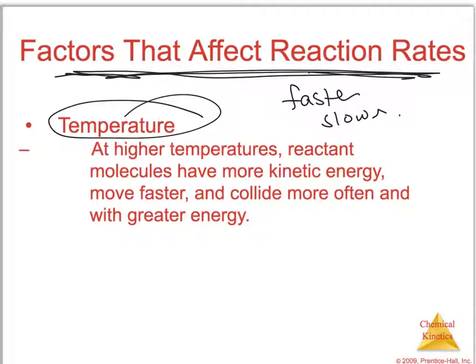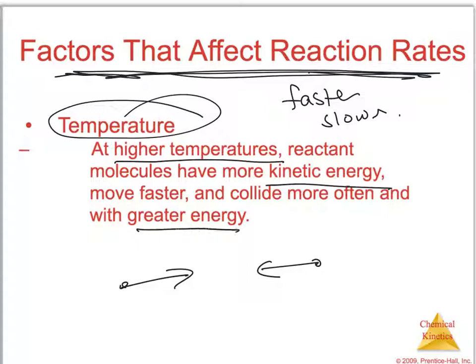If you think about this, it should make sense, because at higher temperatures, molecules have more kinetic energy, so they'll be moving faster. If these are my molecules, they'll be moving faster, and so when they bump into each other, they'll have more energy, and they will bump into each other more often because they're moving faster. So that's why temperature causes reaction rates to increase. So if you want reactions to go faster, and as scientists sometimes you want them to go faster, you usually increase the temperature and see what happens.